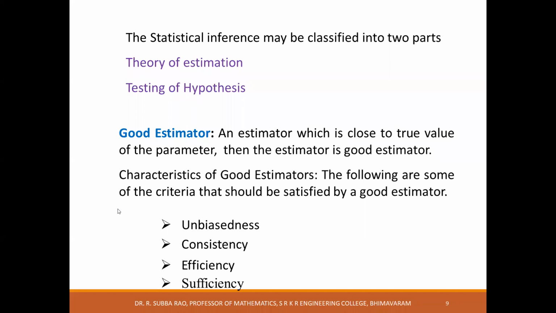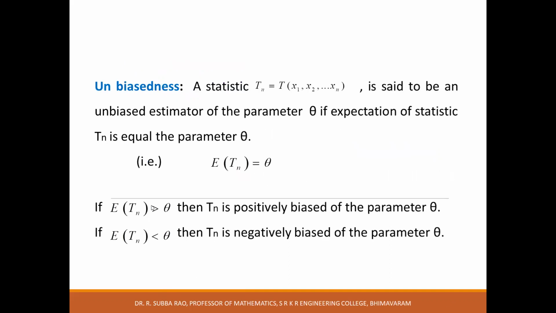Whatever the estimator Tn, I am considering that it should contain these four characteristics. What do I mean by Tn? A set of n observations which are proposed to estimate the population parameter is called an estimator, that is, the statistic Tn. Now that statistic should contain all these four properties. I will define them one by one very clearly: what is unbiasedness, what is consistency, and so on.